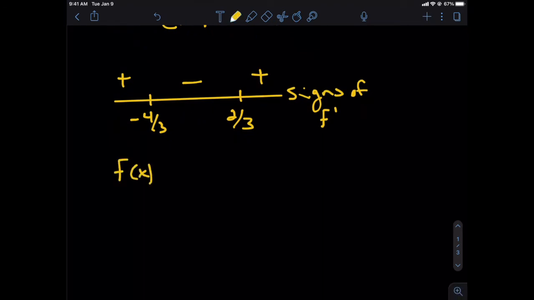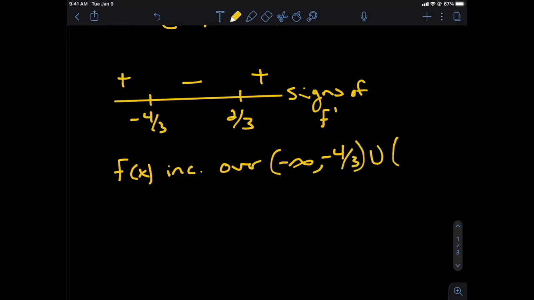Now that we have this information, we can see that f of x increases over the intervals from negative infinity to negative 4/3 and 2/3 and on. We know this because the derivative is positive over those intervals. We could write this in interval notation as negative infinity to negative 4/3 open, union 2/3 open to infinity. Infinities always get open parentheses, and so do critical values because the derivative is 0 at those values.